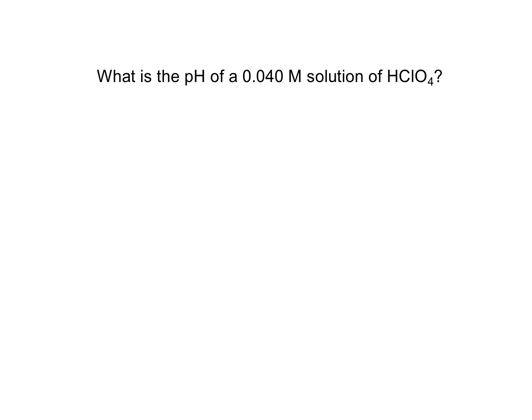So let's do an example. What is the pH of a 0.040 molar solution of HClO4? Now this is a strong acid, and we solve strong acid pHs this way. pH equals the negative log of the concentration of the acid. We're just going to use H3O+ to represent that, and that's the negative log of 0.040 molar. And we put this into our calculator.